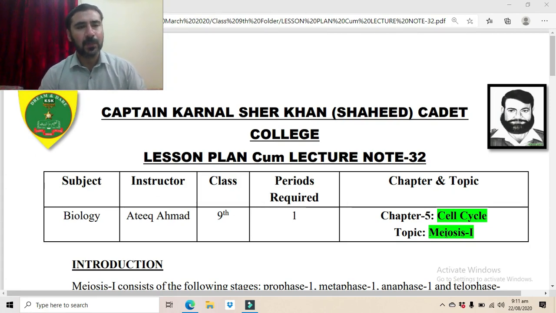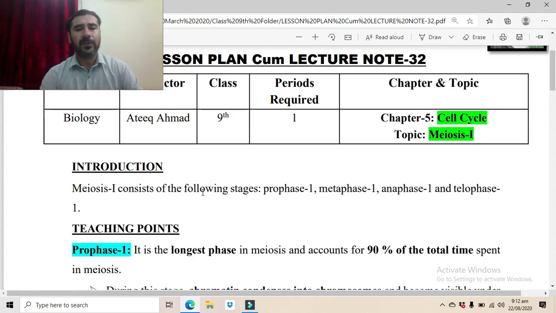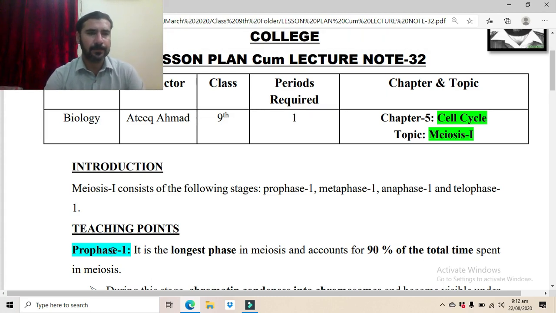Meiosis is broadly divided into two major stages: meiosis 1 and meiosis 2. After the interphase, the cell will enter into meiosis 1 first, and then it will enter into the second major stage, meiosis 2. Today we are going to study meiosis 1. Meiosis 1 consists of the following stages: prophase 1, metaphase 1, anaphase 1, and telophase 1. Today we will study prophase 1 of meiosis 1 in detail.